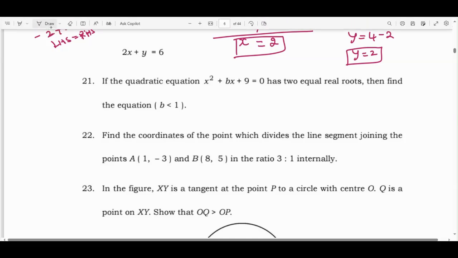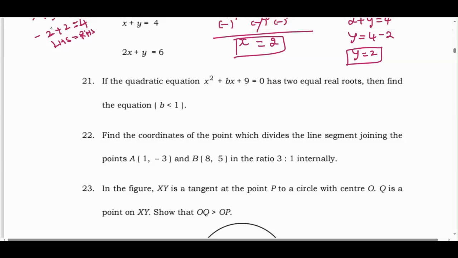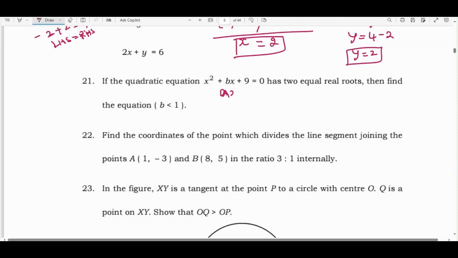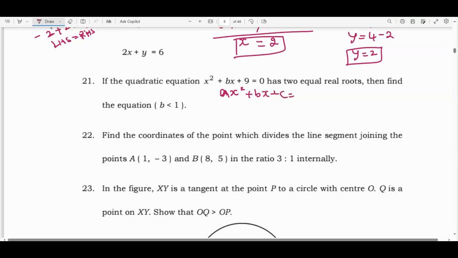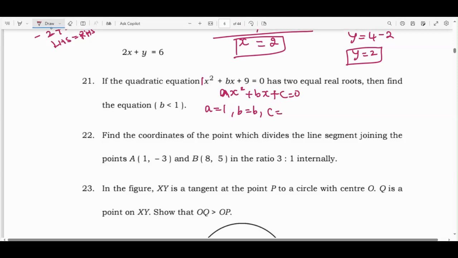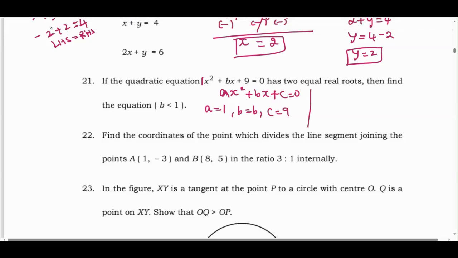So to find the value of b, we have the standard form of equation ax square plus bx plus c equals 0. Here, if you compare, the value of a is 1, b is b and c is 9. So we have the discriminant formula, that is delta equals b square minus 4ac.